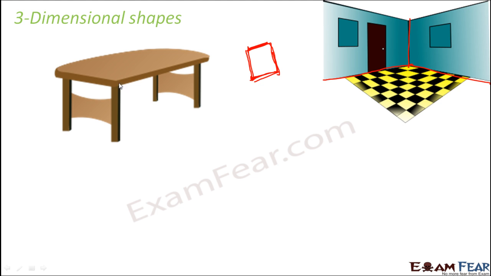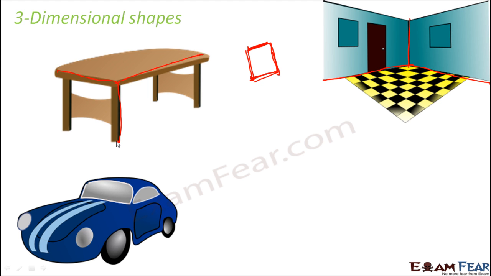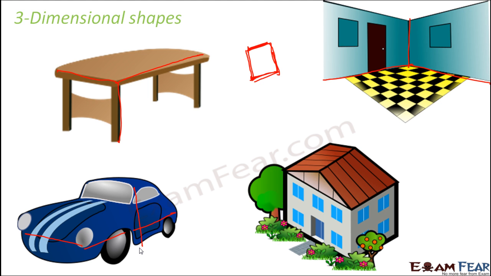This table has its length, width and height. Without these three dimensions, you cannot specify the size of the table. Look at the car. In this car also, you have the length of the car, the breadth of the car, and also the height of the car. So again, three dimensions are needed here also. Think of a house, one of the best examples. In a house also you have length, breadth, and height. So all these objects are three-dimensional objects. And now we are going to talk about some three-dimensional shapes.